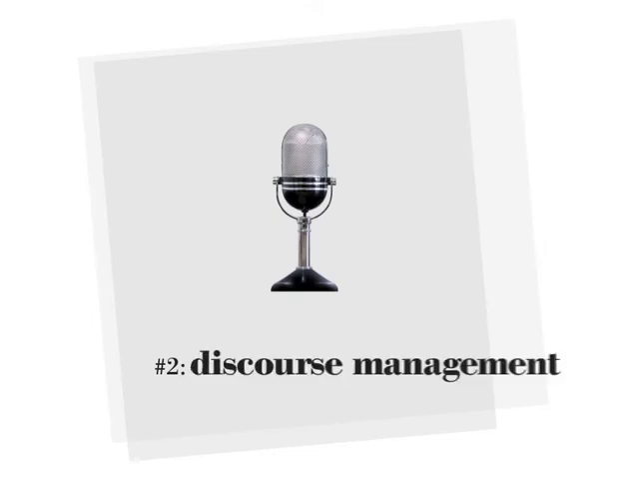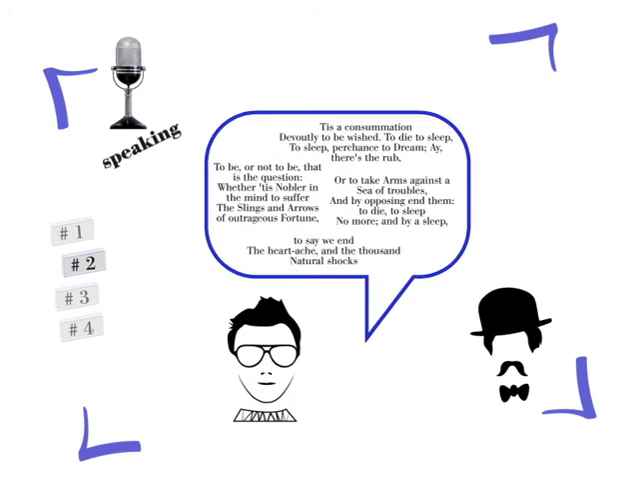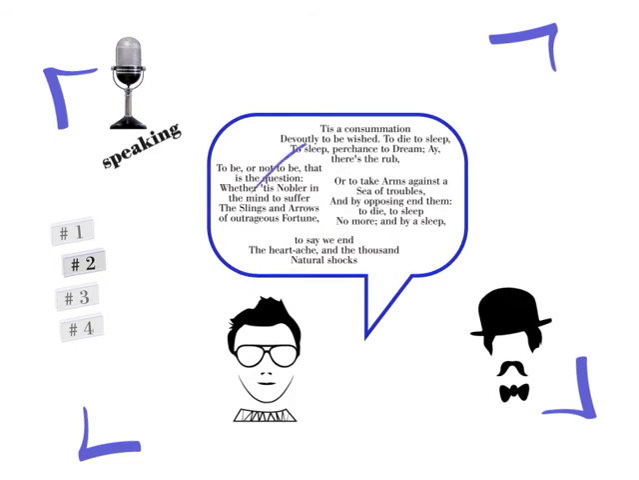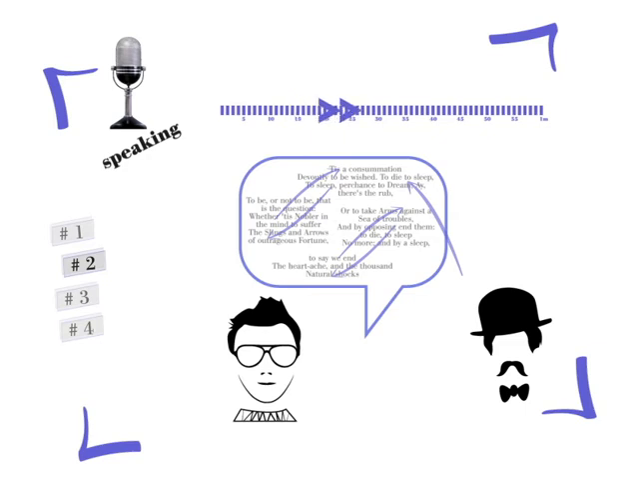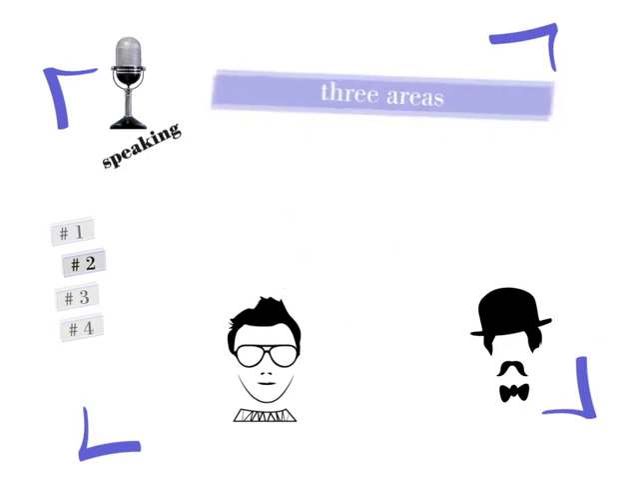2. Discourse management. This area is all about the organisation of language. Good discourse management can be seen in the structure of answers to the examiner's questions, especially in the long turn where each candidate has to speak continuously for 1 minute. There are 3 areas to think about here.